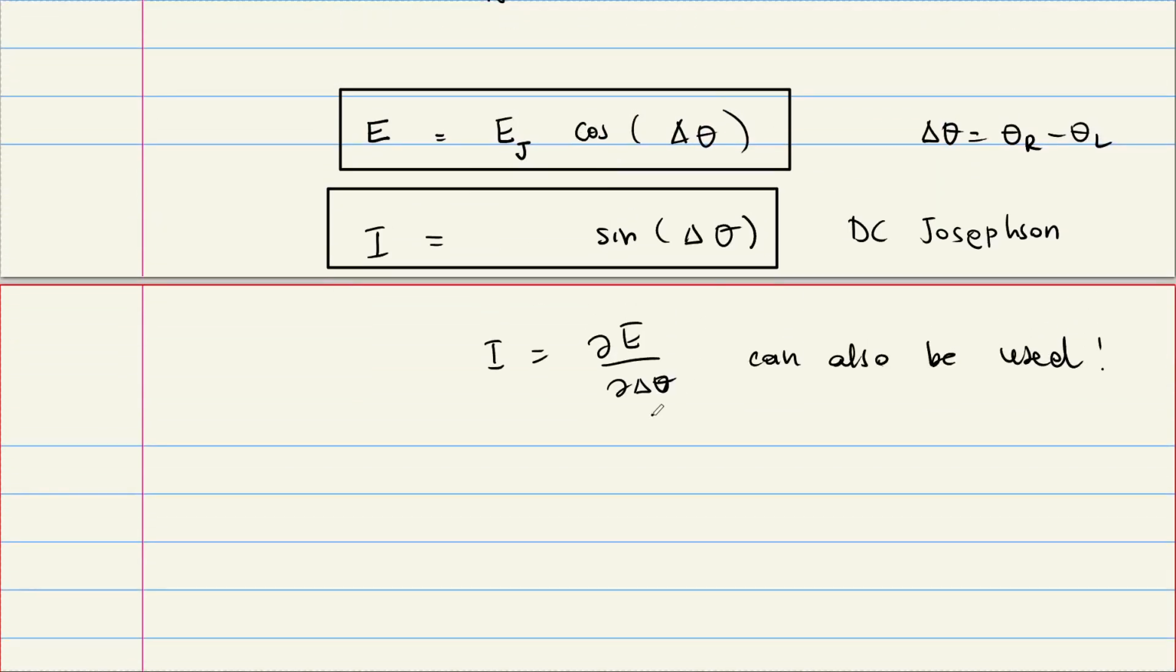If you take the energy and take the derivative of the energy with respect to phase, it's also the current. You can compare this, but we said J was del H del A, and A is connected to the phase. Anyways, this is real. So this is the direct current Josephson effect.